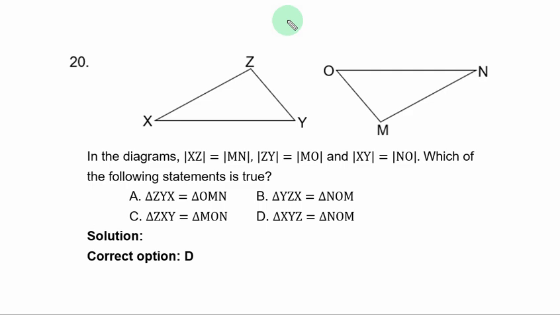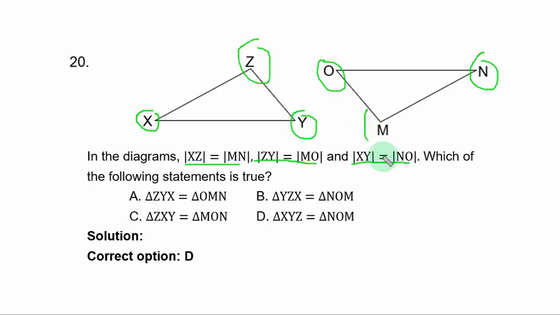Question 20. In the diagrams, SZ is equal to MN, ZY is equal to MO, and SY is equal to NO. Which of the following statements is true? The correct option is D. Let's examine that. By the given dimension, if you are considering S here, remember SY corresponds to NO. So if I'm taking S here, you are taking N. If you are taking Y, you are taking O. Then Z, you are taking M. So you take two the same point, one here, one here. With that, D is the correct option.